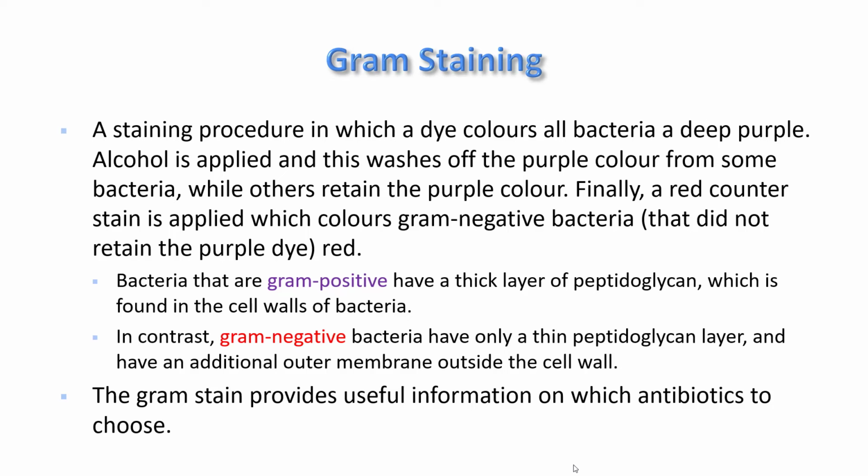The other type is gram negative. They have a thin peptidoglycan layer, but they have additional outer membrane which surrounds the cell wall. They are called gram negative. It is very important because the choice of antibiotic to treat these bacteria will depend on whether they are gram positive and gram negative. So this stain is a very basic diagnostic procedure when you're trying to identify the bacteria.